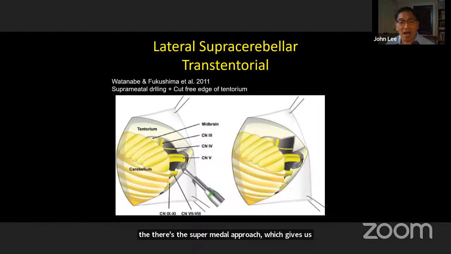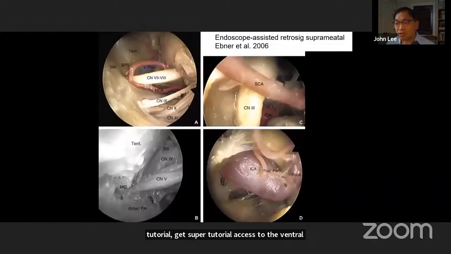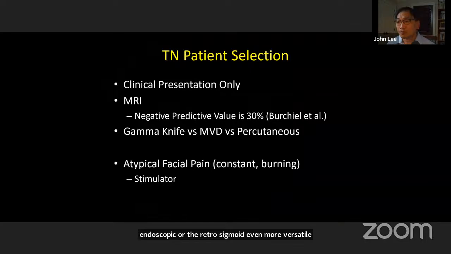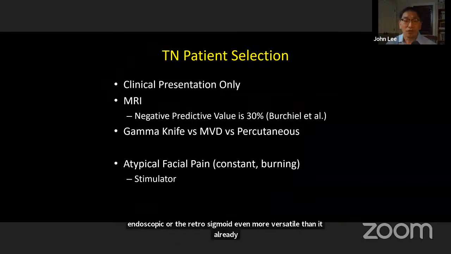Even though it's quick and fast, you can also cut the tentorium and get supratentorial access to the ventral midbrain, the third nerve region. So I think there's a lot of value in exploring how we can make the endoscopic retrosigmoid even more versatile than it already is.